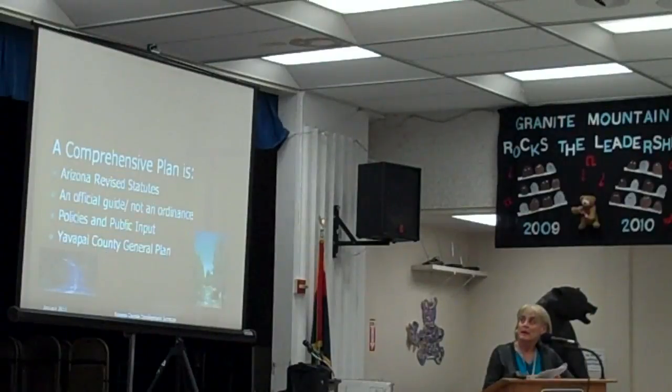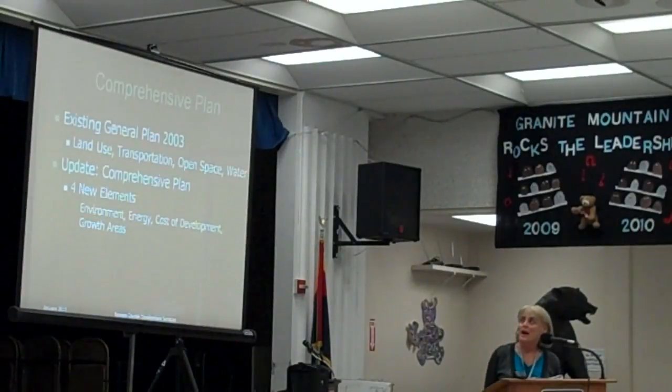That plan at the time required 4 elements to be included, and they are land use, transportation, open space, and water. Now that we're updating that, and based on the population threshold of 200,000, we are required by law to include 4 additional elements, which are environment, energy, cost of development, and growth areas.